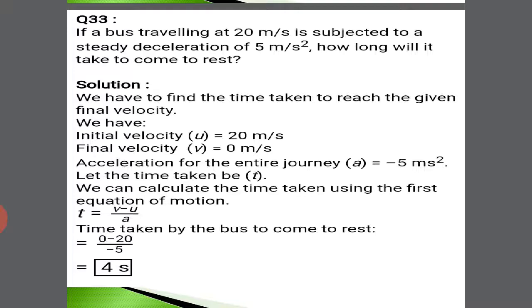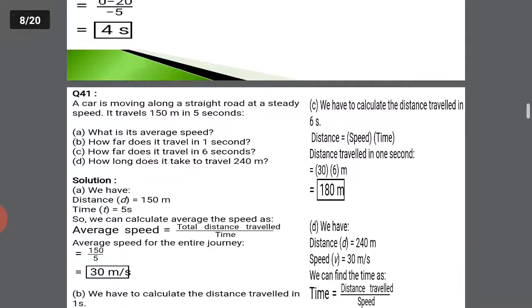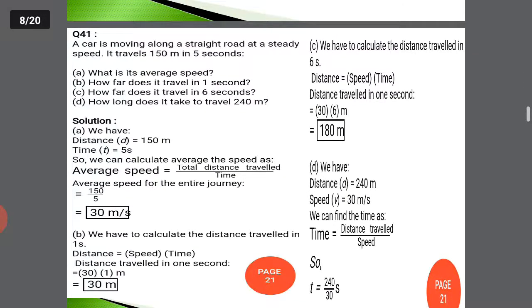It is (0 minus 20) upon 5, it is 4 seconds. Got it? Let's move further. Okay, so another question. A car is moving along a straight road at a steady speed. It travels 150 meters in 5 seconds. What is its average speed?